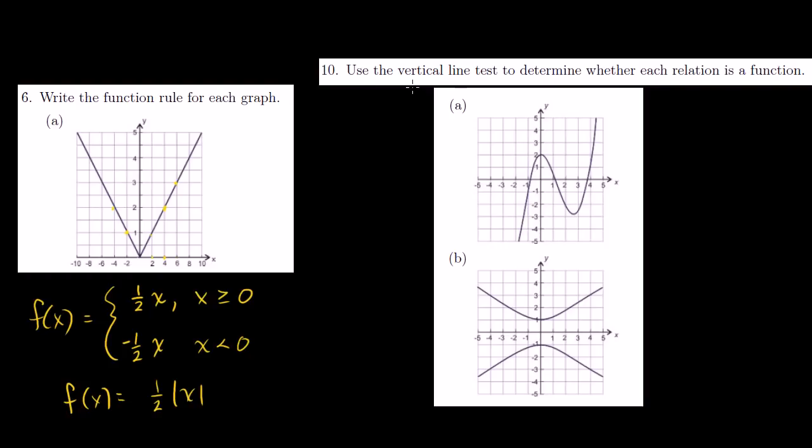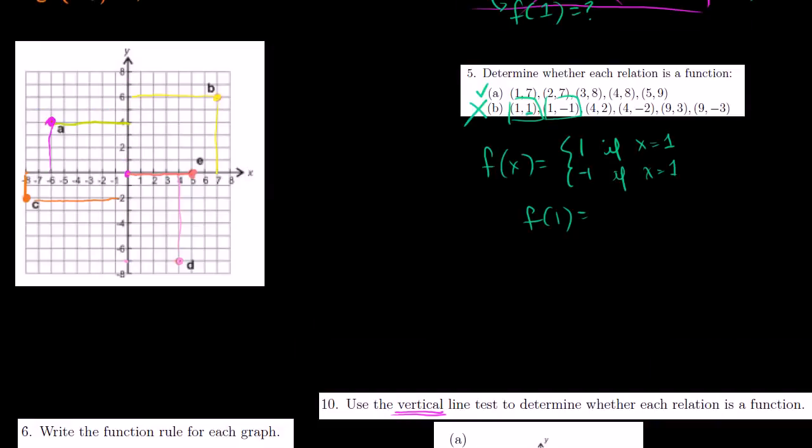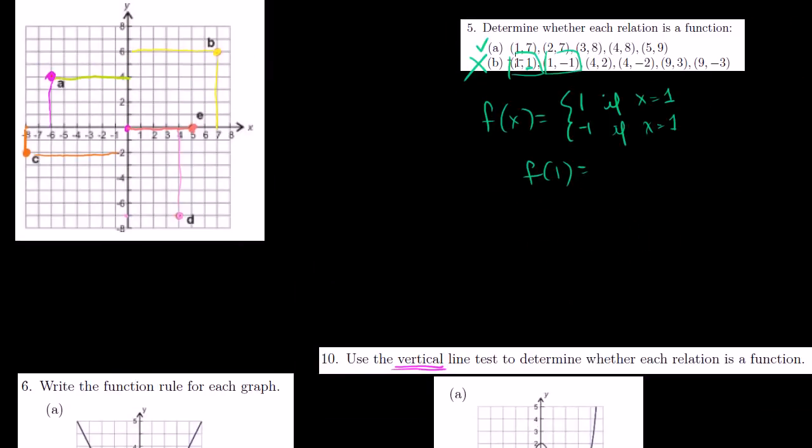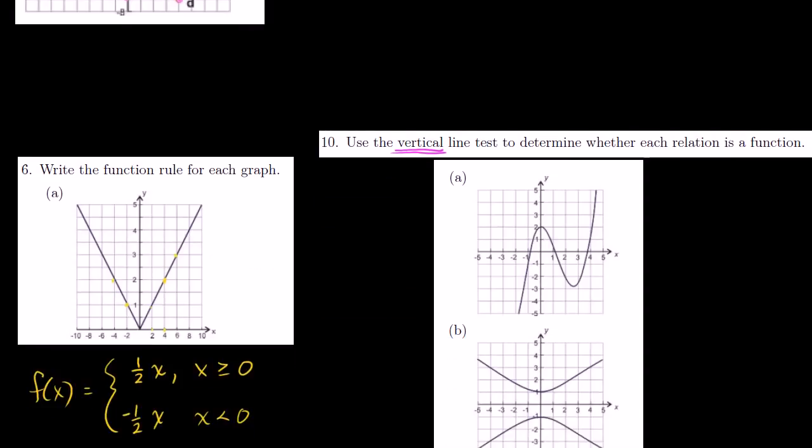Problem 10. Use the vertical line test. Let me switch colors for this one. Use the vertical line test to determine whether each relation is a function. Now, the vertical line test is just a visual way of doing exactly what we did in this problem over here. Something is only a function if for a given x value, you only have one y value. So for example, when they say a vertical line, that means at any point, I should be able to draw a vertical line on this function and only intersect it once, right?